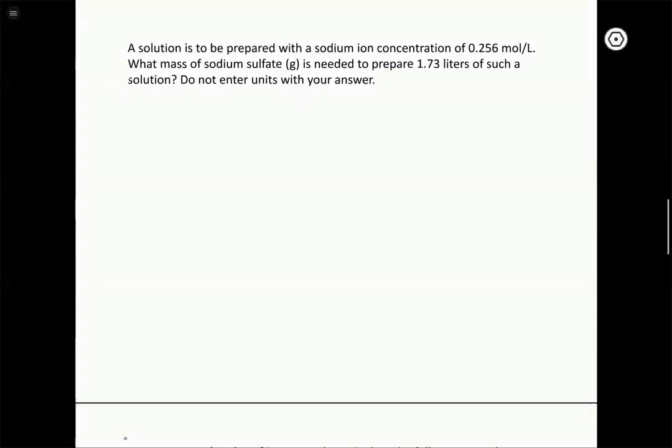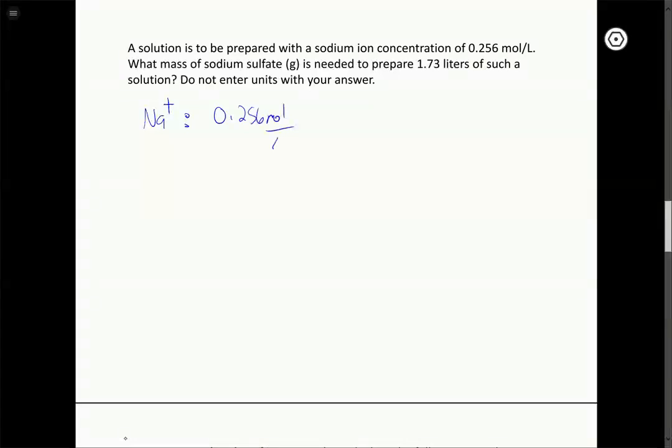So the first one here is we want to prepare a solution with a sodium ion concentration of 0.256 moles per liter. So first we want to prepare a solution of sodium ions, which is Na+, and the concentration is 0.256 moles per liter, which we can also rewrite as 0.256 molar. And we want to know what mass of sodium sulfate is needed to prepare 1.73 liters of a solution with this concentration.